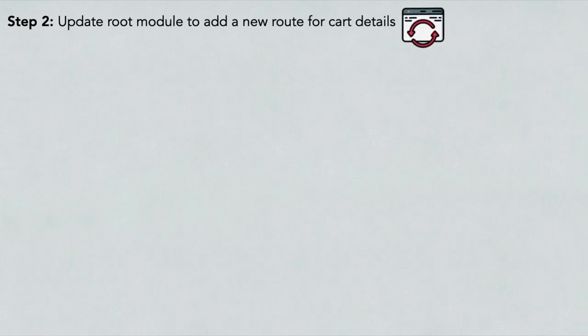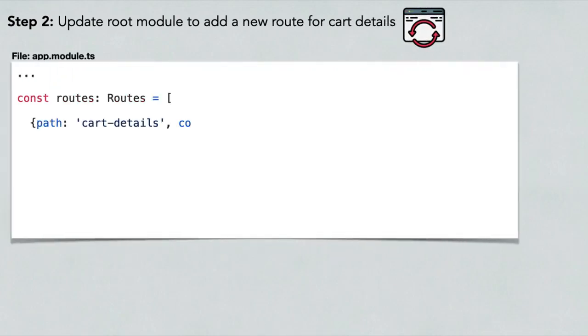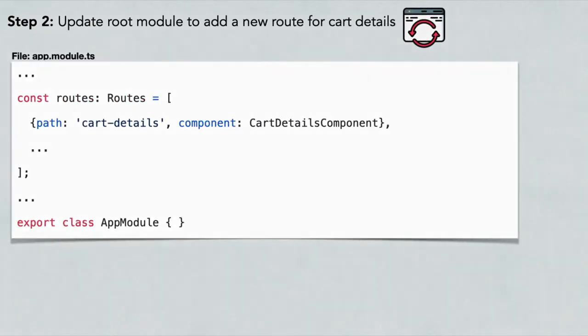And the second step is to update the root module to add a new Angular route for card details. So inside the app.module.ts file, we're going to create a new Angular route card-details, and we're going to map it to the card details component.